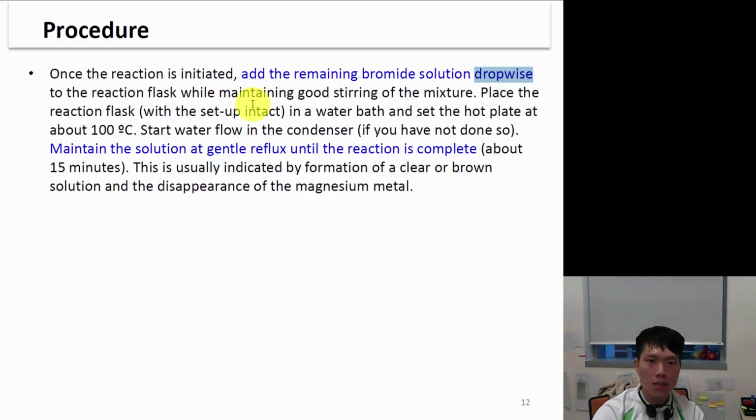Replace the reaction flask in the water bath, cooling for a while, and then set the hot plate to about 100 degrees Celsius. So after some time, the heat will dissipate and you have no more heat. And of course, in most reactions, we need to overcome the activation energy. So we're going to supply some heat. In this case, we use a water bath. Why no direct heating? Safety.